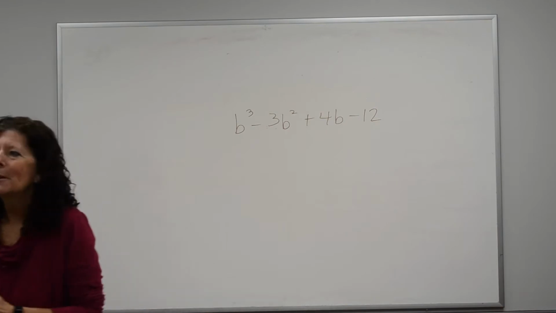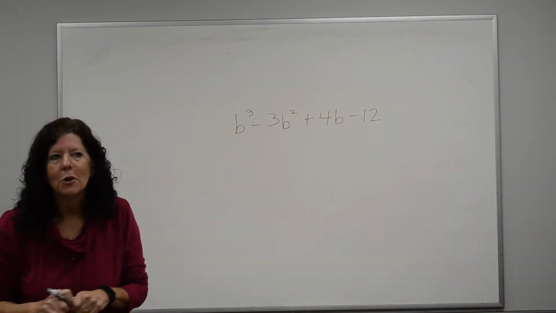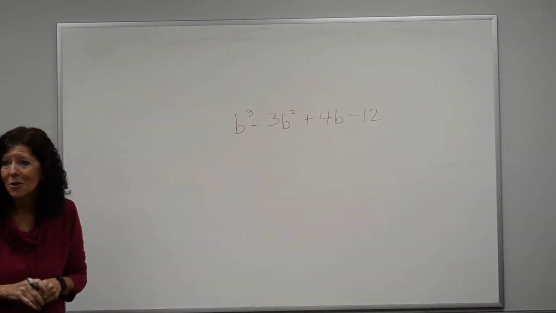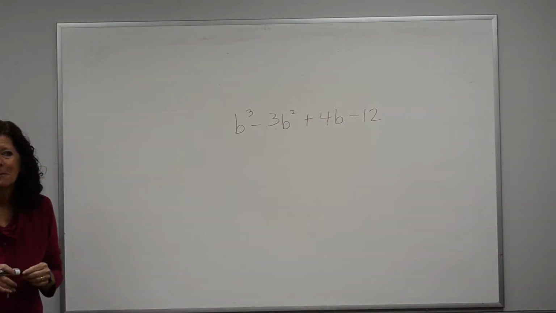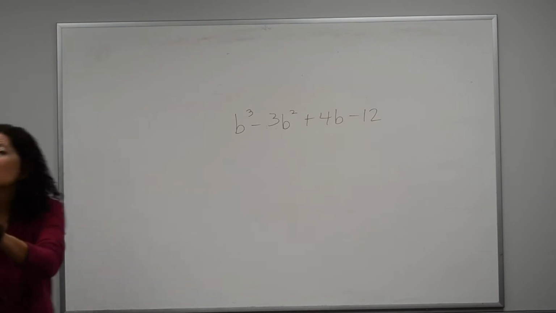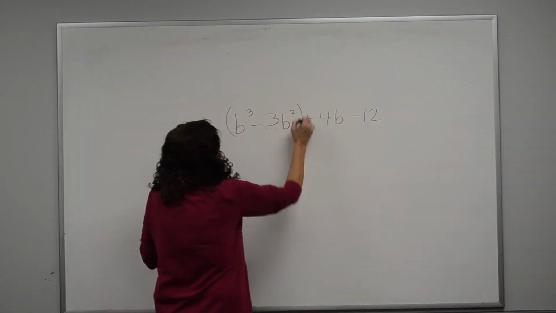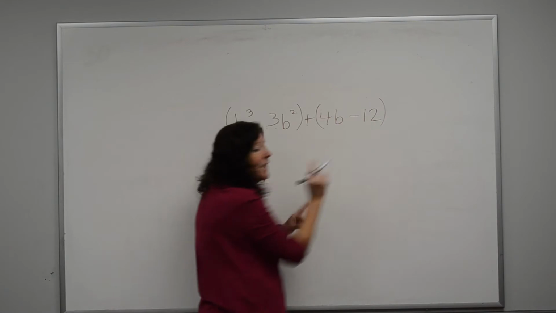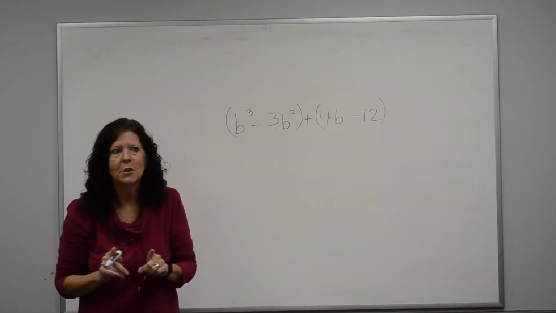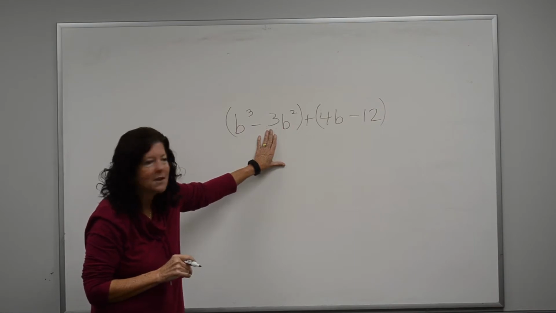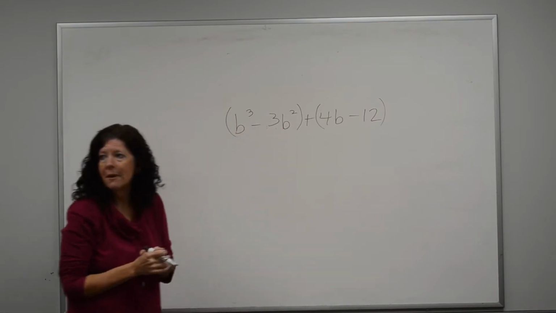Anybody remember what you do when you have 4 terms, or 6 terms, or 8 terms, or 10 terms? What's it called? Remember, it's where you separate them into 2 sets of parentheses. It's called grouping. I separate them into 2 sets of parentheses, and then I turn around and go, do they have anything in common in that particular set of parentheses? Do they have anything in common there?